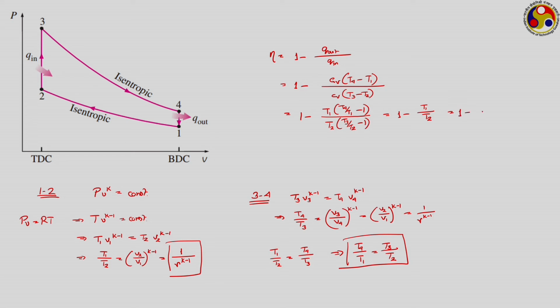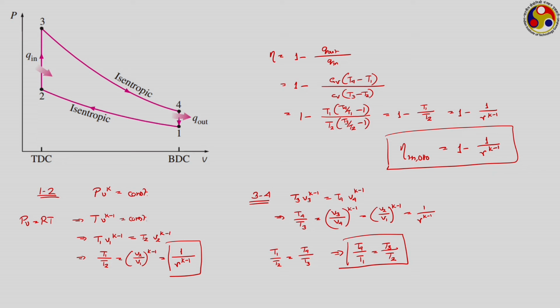So, we have 1 minus 1 by R to the power k minus 1. So, the thermal efficiency for the Otto cycle is a sole function of the compression ratio and the K for the substance. It depends on only two things: one is the compression ratio and another is the K for the substance. For a given substance, K can be taken as a constant, then it depends only on the compression ratio.